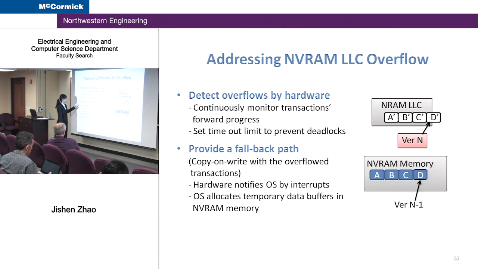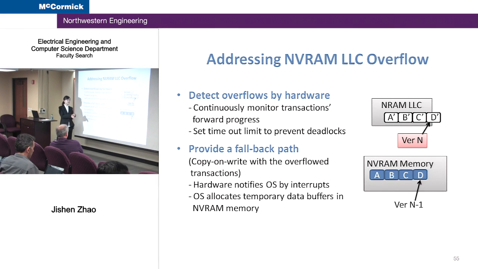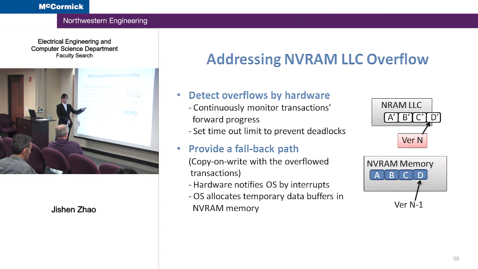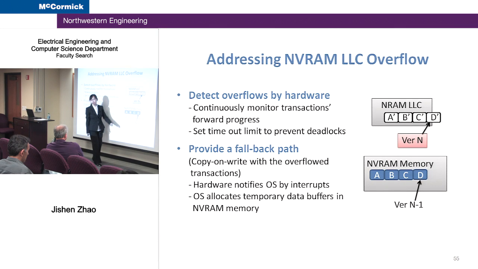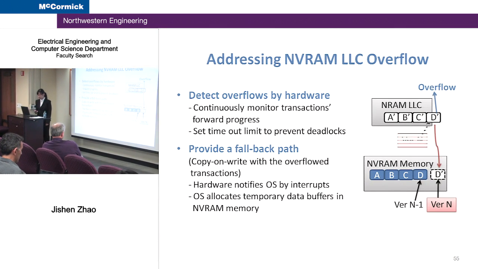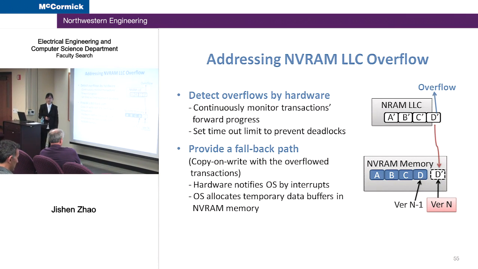So we will interrupt first. Hardware will monitor a transaction to see if it can make forward progress. If it finds out it's stuck, it will say that it overflowed. Then it interrupts the OS. Then the OS will allocate a copy here, so it does copy on write in the memory.